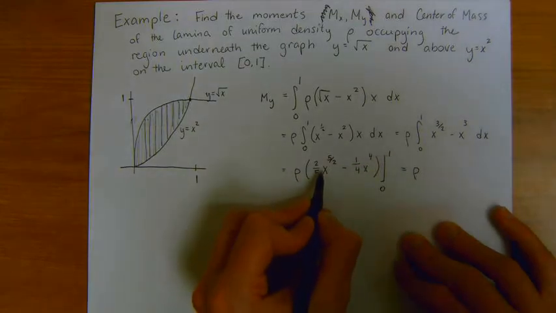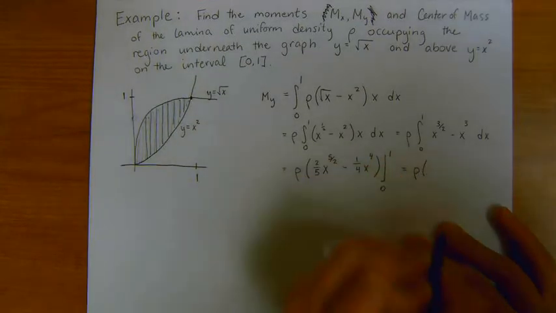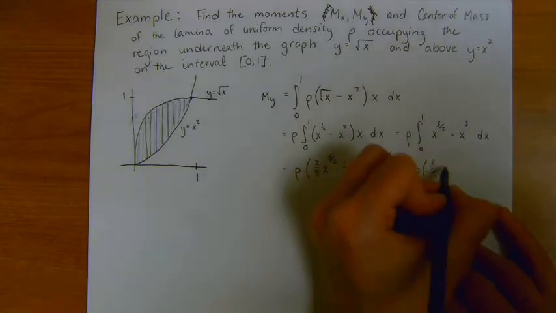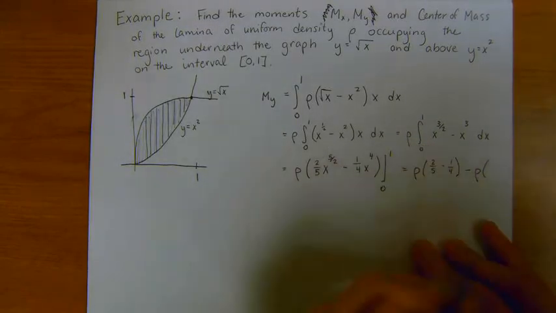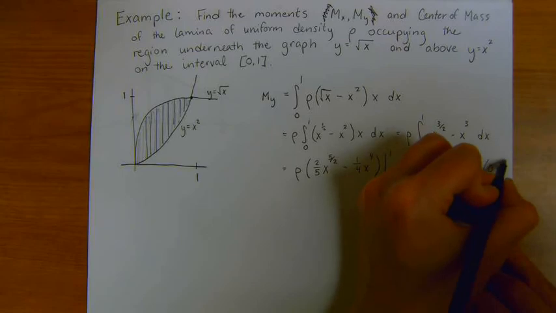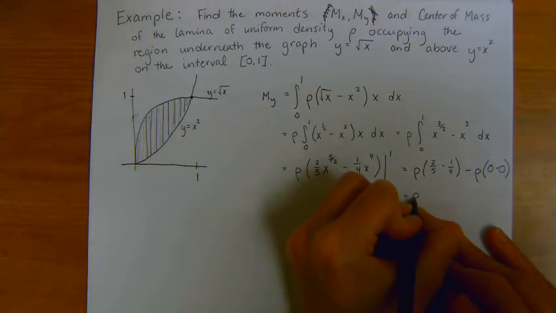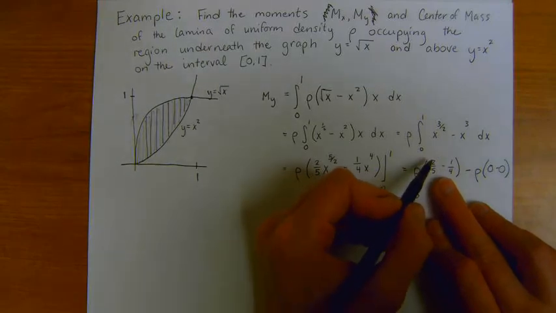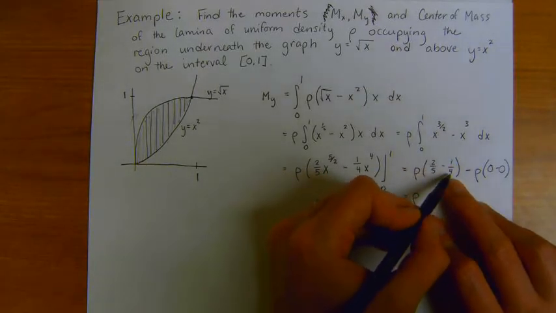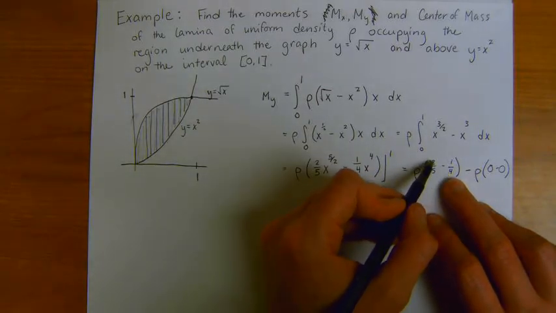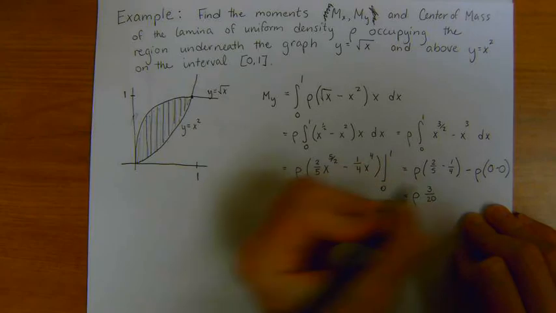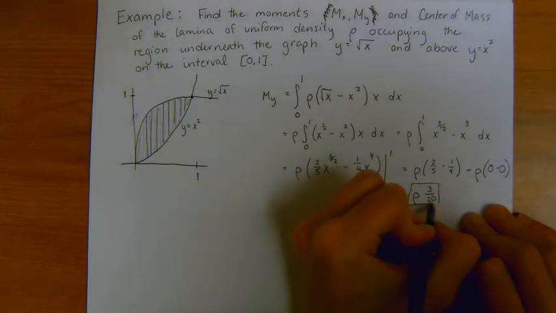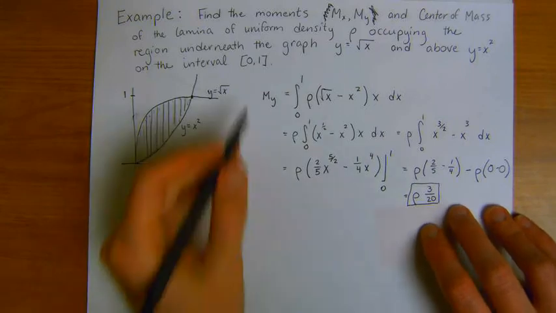Plugging in 1, I see that I get 1 to the 5/2 times 2/5. That's just 2/5 minus 1/4, minus the lower bound, rho times, plug in 0 and I get 0 minus 0. Hooray! And this is just fractional arithmetic. So what is this? This is 2/5 minus 1/4. I can do these as 20ths. So this becomes 8/20ths minus 5/20ths, which is 3/20ths. And hopefully my fractional arithmetic is correct. So that's the moment with respect to y.